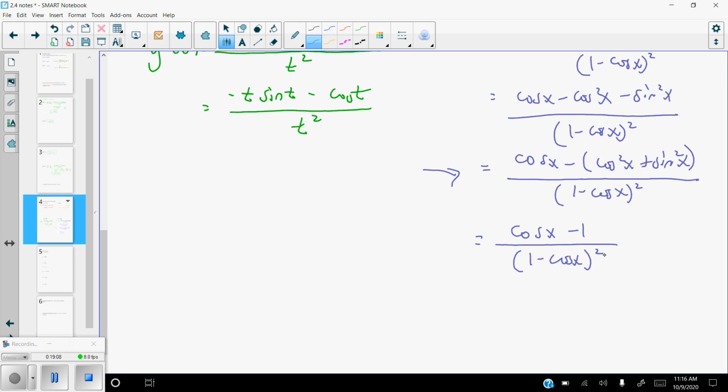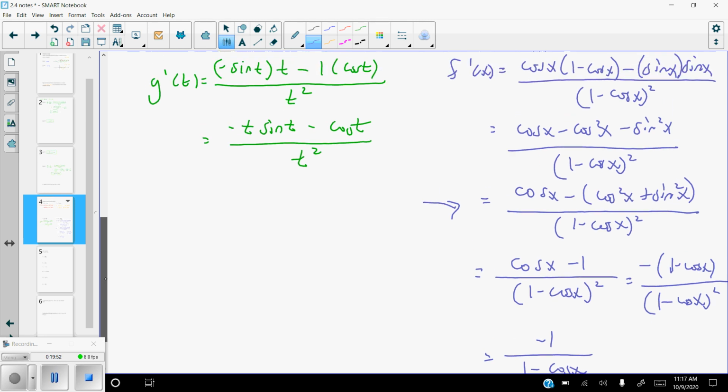I can then go ahead, because I notice cosine of x minus 1 and 1 minus cosine of x are completely opposites. I can factor the negative out of the top once again. That's going to leave me now with a 1 minus cosine of x over 1 minus cosine of x squared. Well, now I can get rid of one of the 1 minus cosine x's on the top and the bottom, leaving us with the final answer of negative 1 over 1 minus cosine of x. Technically, you could throw that negative sign on the denominator and make it positive 1 over cosine of x minus 1. Either one is perfectly fine, but that is the most simplified answer.